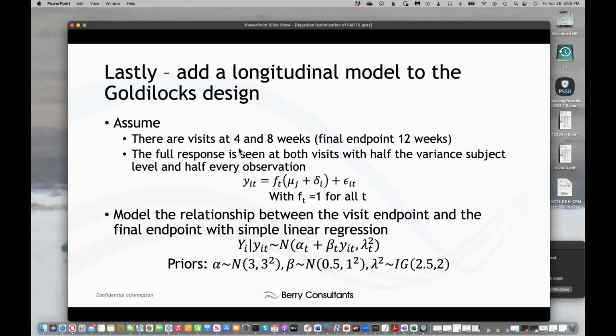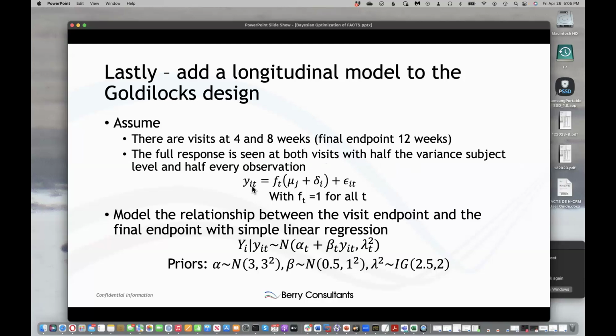One of the advantages of using the Bayesian predicted probabilities is that, unlike the p-values, we've got a pretty straightforward way of taking into account the missing data, the data from the incomplete subjects. So let's assume that our endpoint is seen at 12 weeks, and we can also see it at 4 weeks and 8 weeks. And let's, for the sake of argument, assume that for this particular endpoint we see the full response at the first visit, but there's just some noise in it.